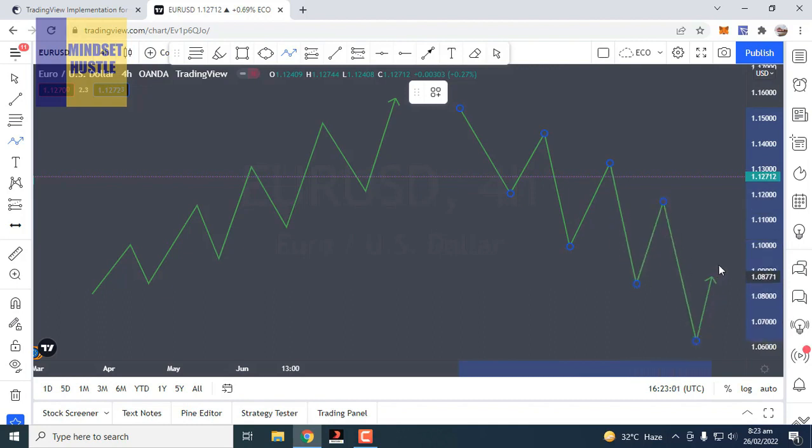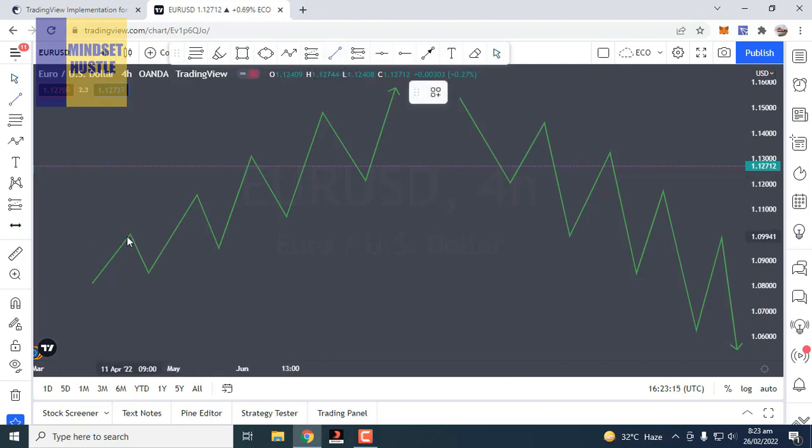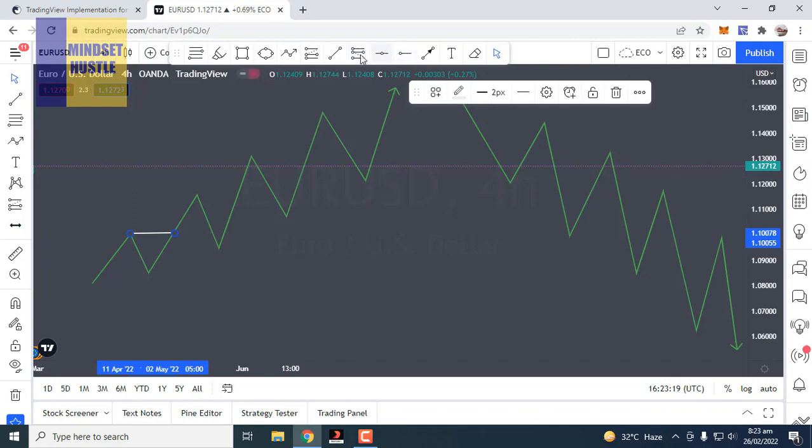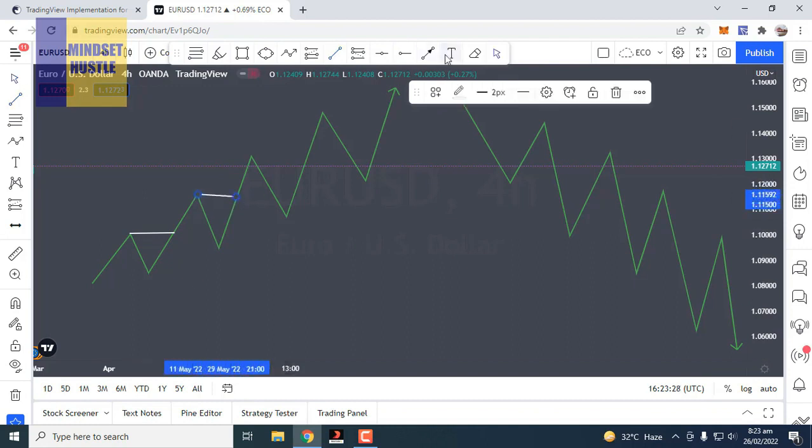to top, and look at what is happening. We are breaking the lows that are being formed in the market. All right, we are breaking the lows that are being formed in the market. What do I mean by that? So let me just use this guy here to show you that. We are breaking the lows, the highs in an uptrend and the lows in a downtrend.